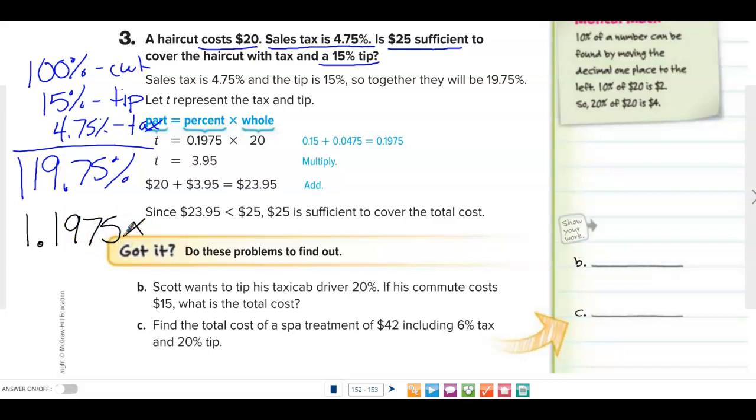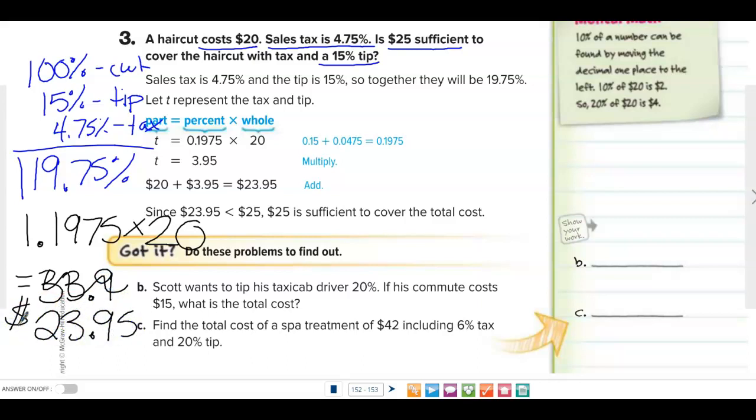What's the cost of my item, Cole? $20. So when I type that into my calculator, what do you get? Olivia? $23.95. So that is what I would pay total for my haircut, my tip, and my sales tax.